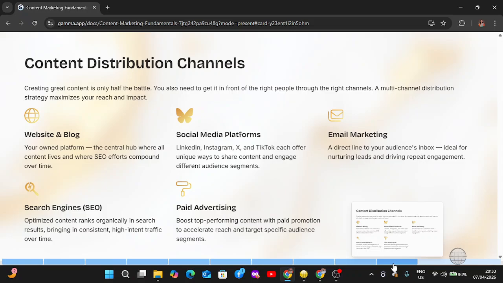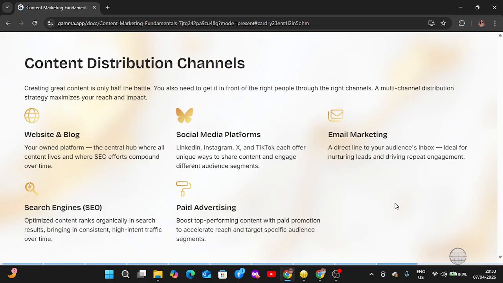Then we have email marketing, where people nurture leads and also engage with customers. And we have search engine optimization, which has to do with blog posts, where people create content that ranks organically in search engines. When people search for a particular keyword or key phrase, they get those contents and are able to drive traffic to their website, get consistent visitors to come to their platforms, and then convert them into sales. The next thing we have is paid advertisement, which is spending money on adverts to reach more people and different segments, majorly on social media platforms.